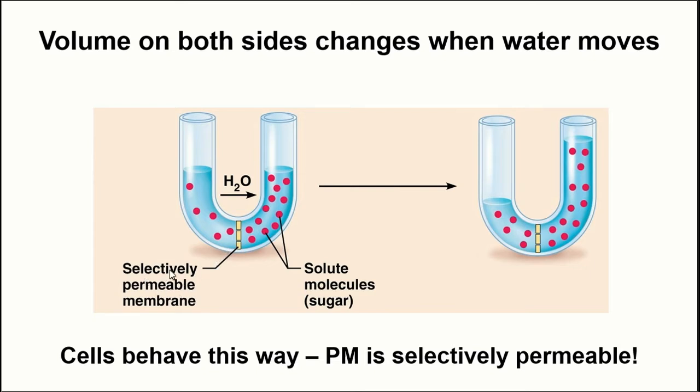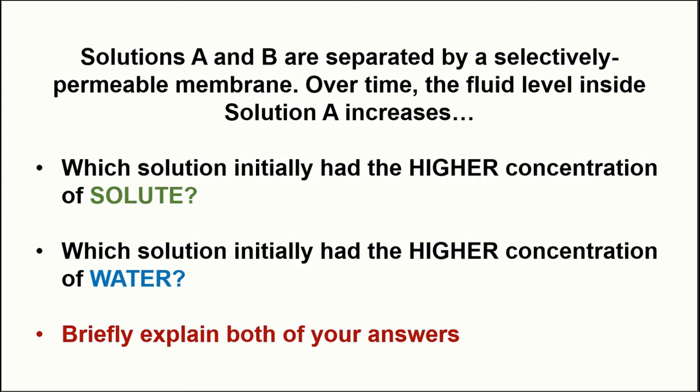And this selectively permeable membrane is only permeable to water but not sugar, which means that water is going to diffuse from the left side of this U-shaped tube to the right side, because there's a higher concentration of water over here and a lower concentration of water on this side. And so we're going to get volume changes. The volume on the left side of the U-shaped tube is going to decrease. The volume on the right side of the U-shaped tube is going to increase. Right? So we got a volume change as water moved.